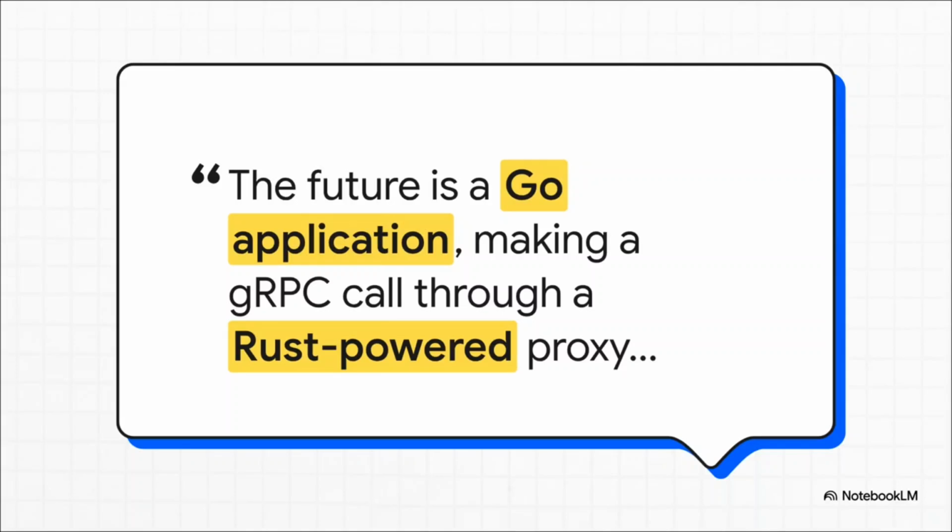There's this quote that just paints the picture perfectly. Imagine this. The future is a Go application handling all the business logic, and it's making a call through a blazing fast, super safe proxy built in Rust to talk to a rock-solid database that's also built in Rust. You see? Go on top, handling the application logic, Rust underneath, providing the foundational infrastructure.